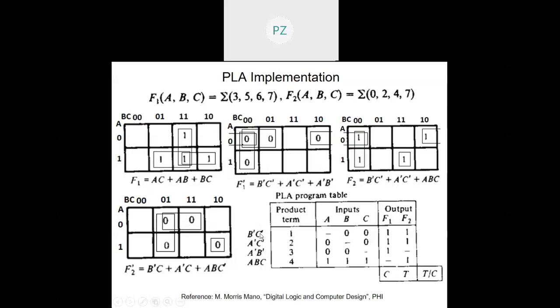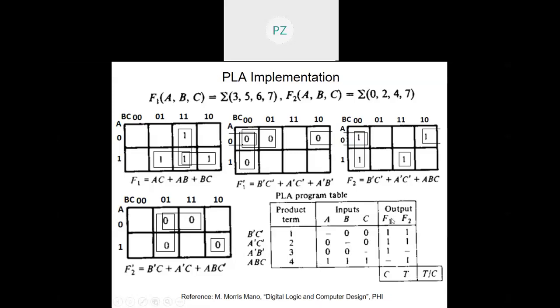What is B dash C dash? The product term doesn't accept any input from A. It accepts the complement connection from B, and it accepts the complement of C. Likewise, A dash C dash means complement of A, B is not connected at all, and complement of C. A dash B dash means complement of A, complement of B, and C is not connected at all. ABC means all of them in true form. So this will give me the product terms.